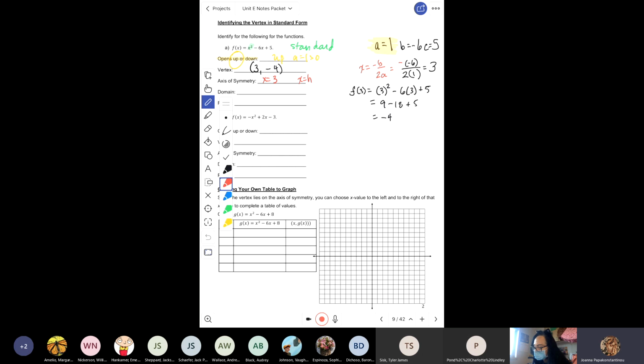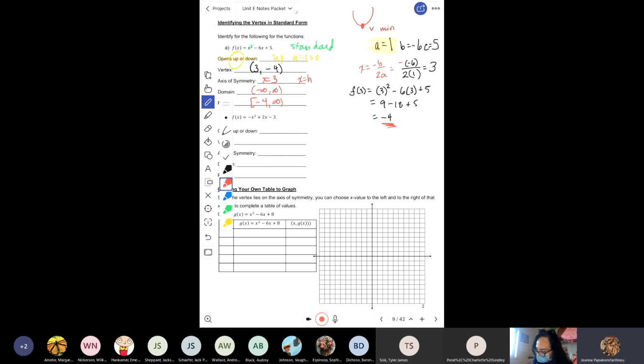Now, what is the domain of this and every quadratic function? Beautiful. What is the range? Okay, now the range are your y values. Beautiful, right? Because this opens up, so my vertex is a min. So the lowest y value is -4. Okay, let's try another one.